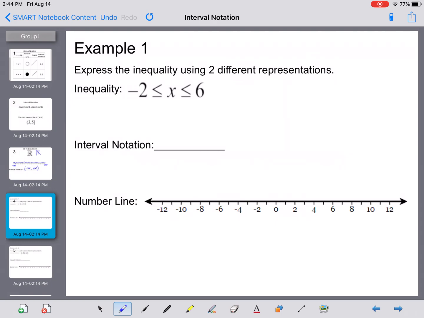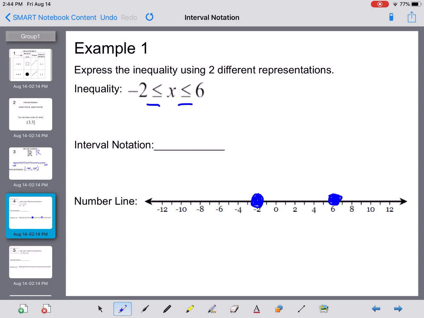Now let's see how we can convert between an inequality format, interval notation, and a number line. Back from Algebra 1, this is a compound inequality: negative 2 is less than or equal to x, which is less than or equal to 6. We go to the number line first, because I think it's easier to see the visual. We go to negative 2 and put a circle, and we go to positive 6 and put a circle. At negative 2, we have this less than or equal to sign, so that's going to be a filled-in circle. The same thing at 6: we have a closed circle as well.